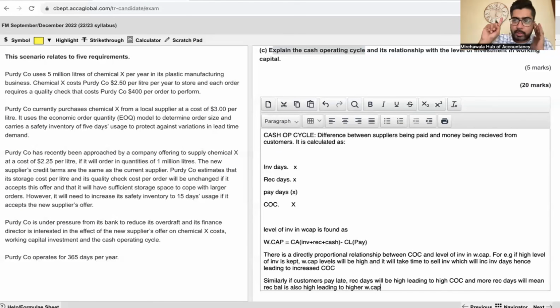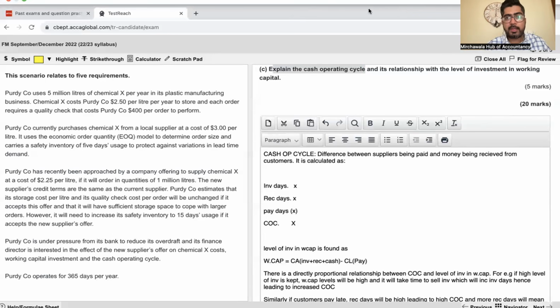Okay. So you told what a cash operating cycle is, what a working capital is, and the relationship is directly proportional. That's it for this question. You can copy, and then we will meet in the next session.